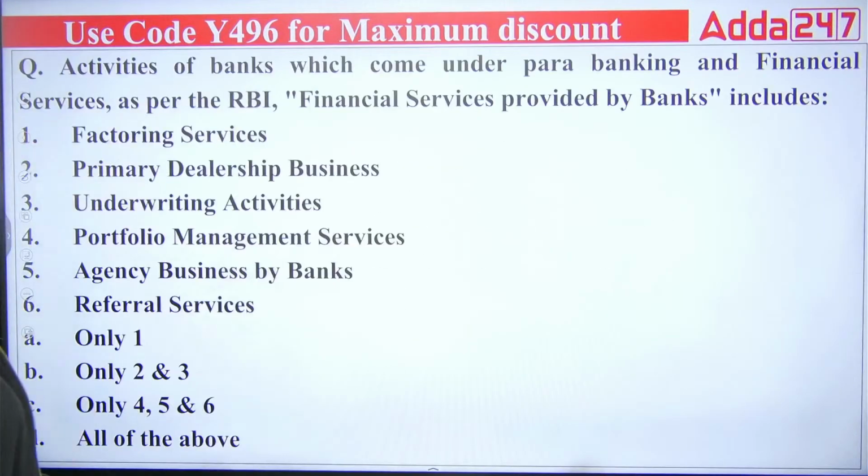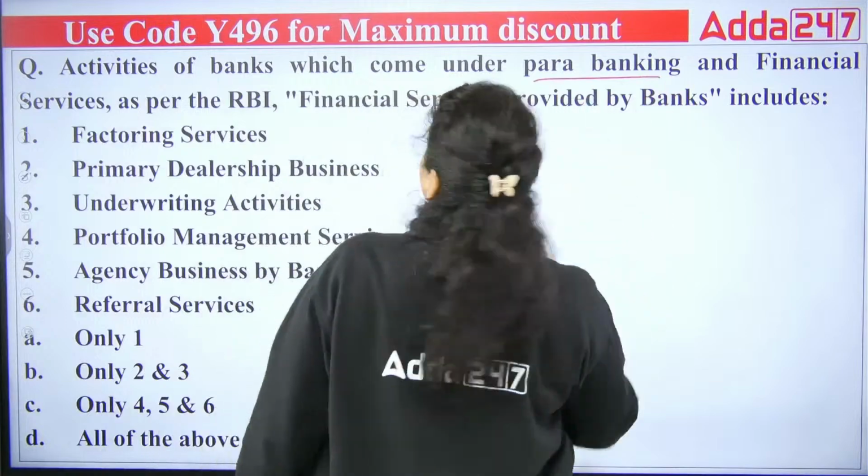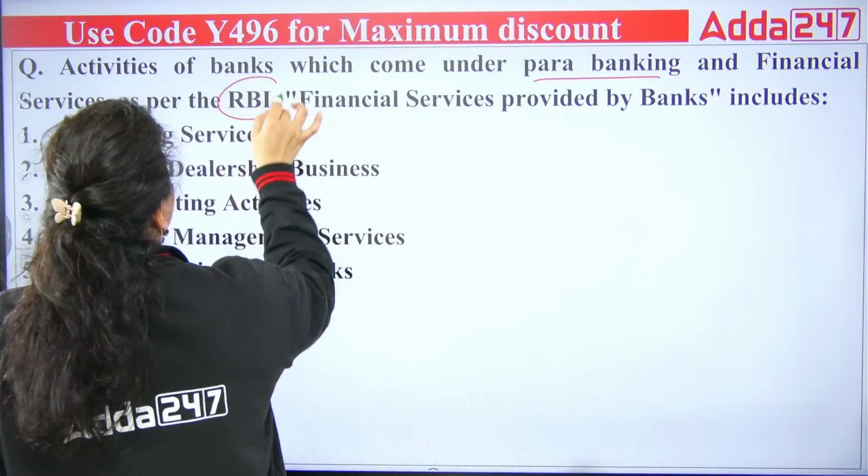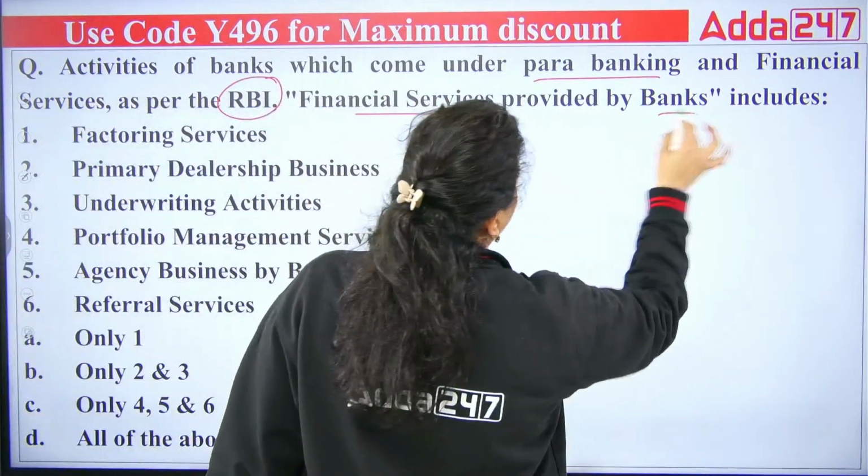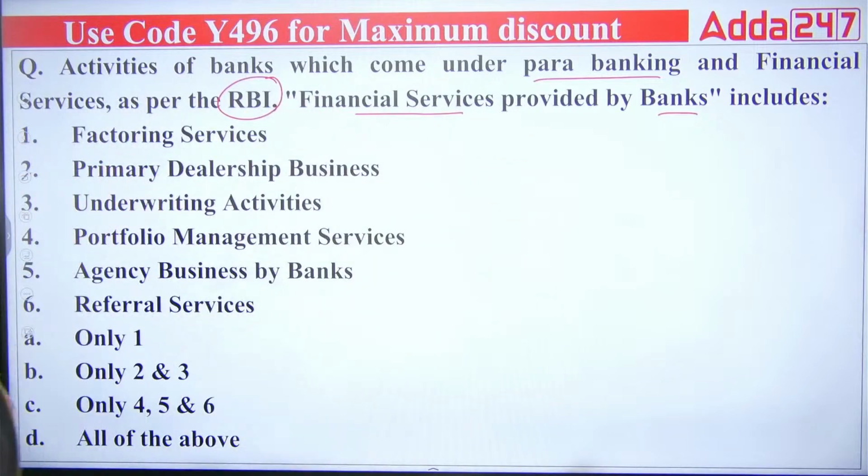Next, activities of banks which come under para banking and financial services as per RBI. The financial services provided by banks include which of the following? Is it a factoring service? Is it a primary dealership business? Is it an underwriting activity? Is it a portfolio management service? Is it an agency business by a bank or referral services? A, B, C or D? Which of the following is correct?